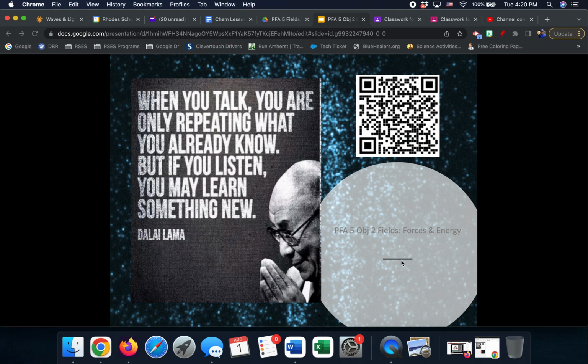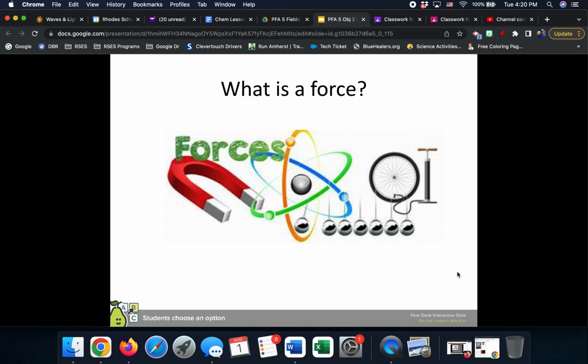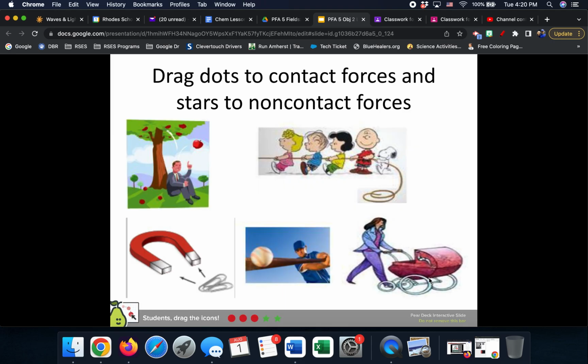Fields, forces, and energy. Let's jump into a little bit of review. So again, you see these review questions. Pause them, think of the answer in your head, unpause and see if you're right. First one is, what is a force? We have mentioned it in Objective 1, but it's also old. What is a force? A force is a push or a pull.